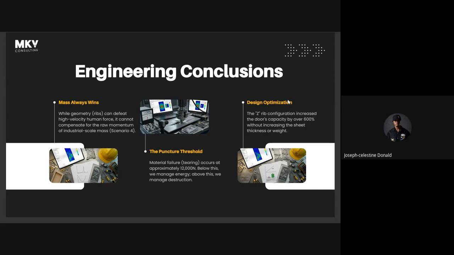Then next, the puncture threshold. Material failure occurs at approximately 12,000. Now, a simple question: if I gave you the stress itself, and I asked you to take that specific stress and look for a way to reverse engineer the whole thing, you know, this is the particular stress you want.